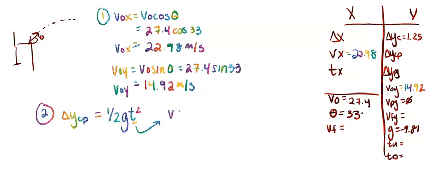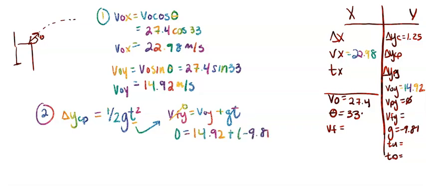We could also use the delta y cliff to peak equation using 1/2 gt squared, but in order to do that we would have to find time first. So using that option, just because it's the more lengthy one, I'll show you what to do. We end up with 0 equals 14.92 plus negative 9.81 times the time up. Solve for that, and we end up getting our time up value.